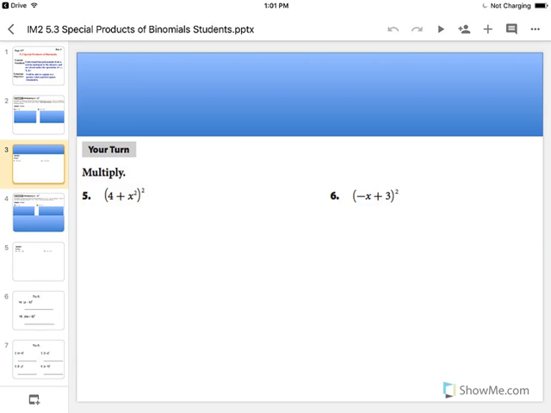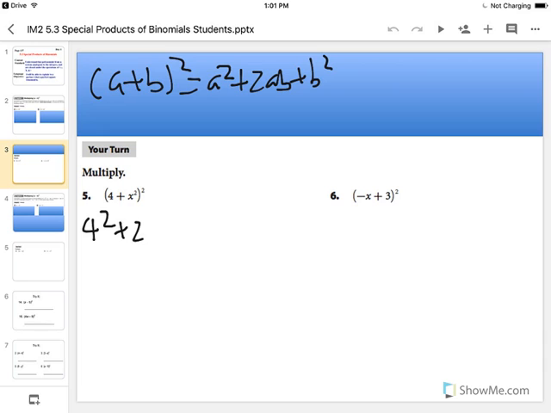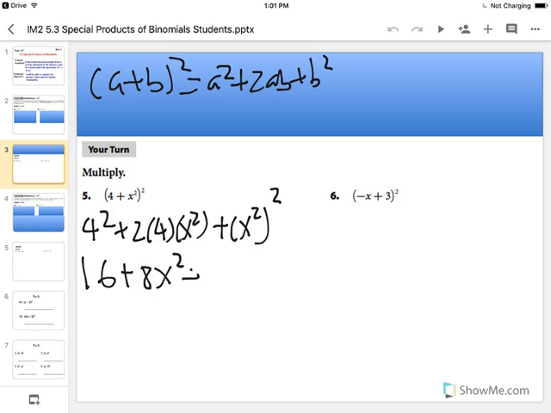This is your turn, so try this out. You can either use the formula, the quantity a plus b squared gives us a squared plus 2ab plus b squared, or use what we learned from Module 5.2 using FOIL. It will give you the same answers. Then rewrite it in standard form. It gives us x to the 4th power plus 8x squared plus 16.